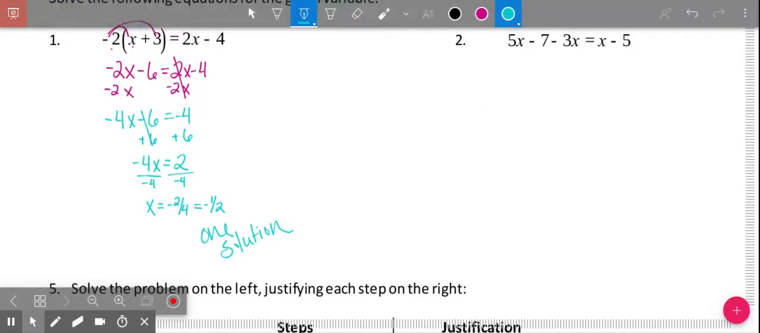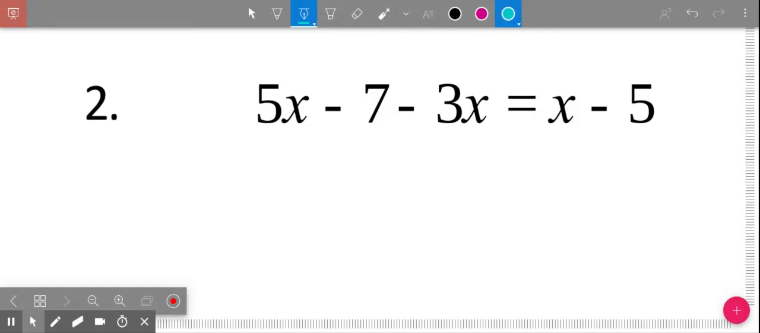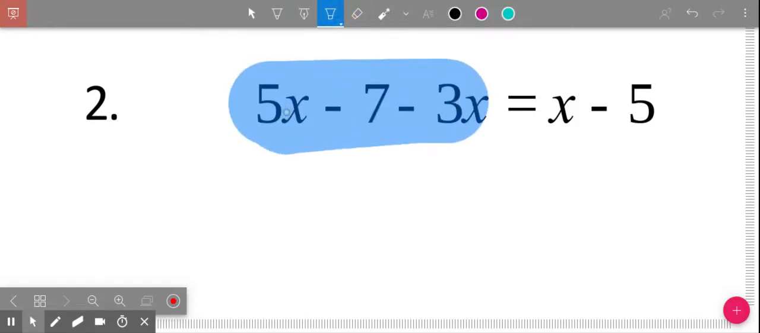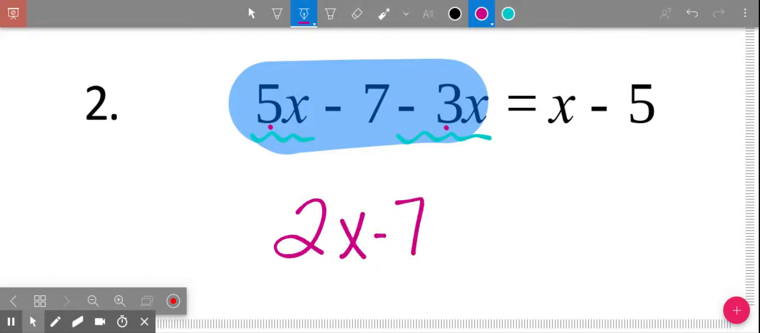All right, looking at the next one. Remember, if you think I'm going a little fast, just hit pause. You can rewind if you need to. Looking at the next one, I have 5x minus 7 minus 3x equals x minus 5. This one, we have variables all over the place. So we're going to look on the left side first, and see if we can simplify that at all. Well, we can. We've got a 5x and a negative 3x. So we're going to combine our like terms. When I do that, 5 minus 3 gives me 2x minus 7. And then I just bring down the rest of the problem, so equals x minus 5.